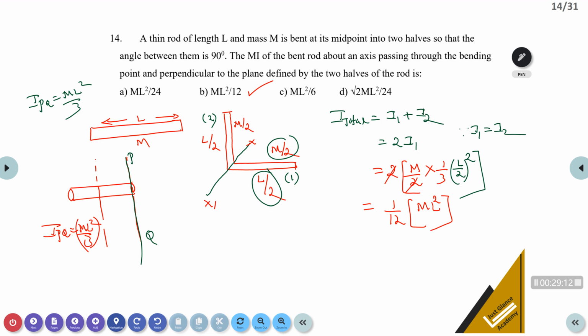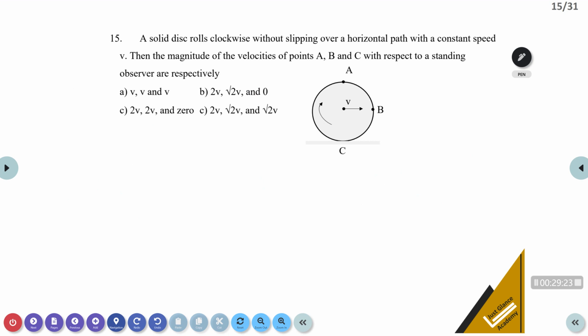The bent rod about an axis passing through the bending point. Bending point means this is the bending point. Okay, next. 15. A solid disc rolls clockwise without slipping over a horizontal path with a constant speed v. Then the magnitudes of velocities at points A, B and C.